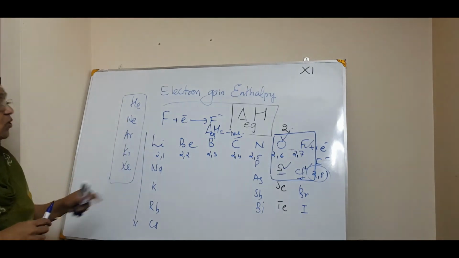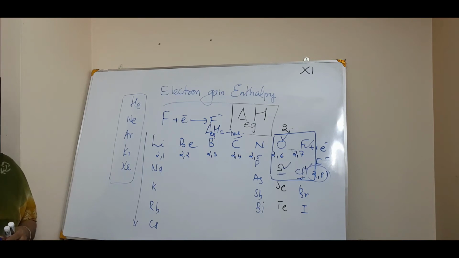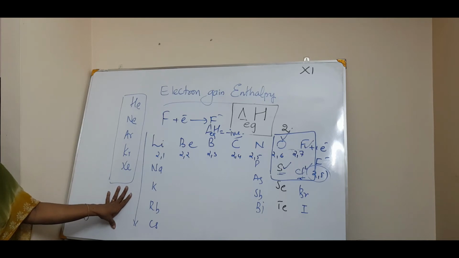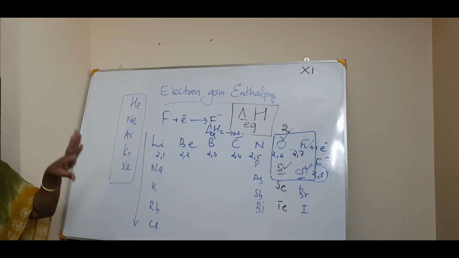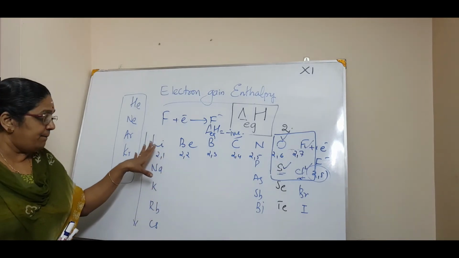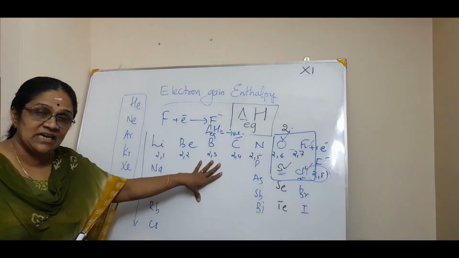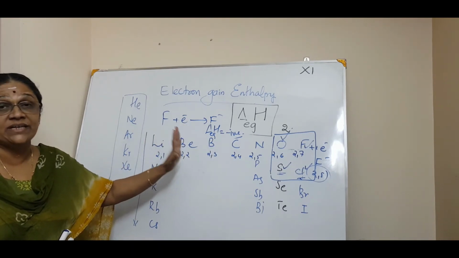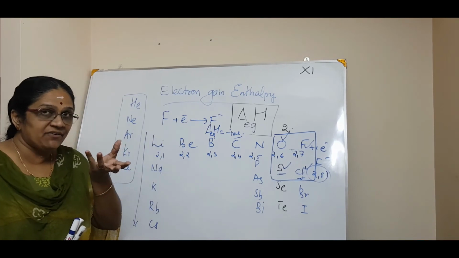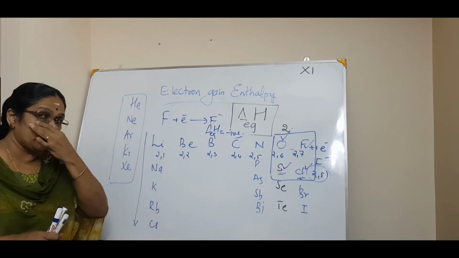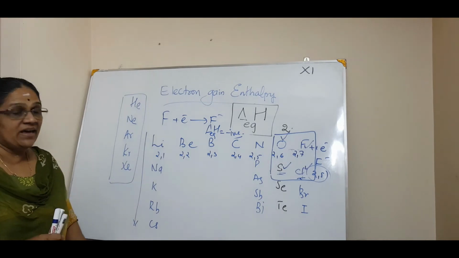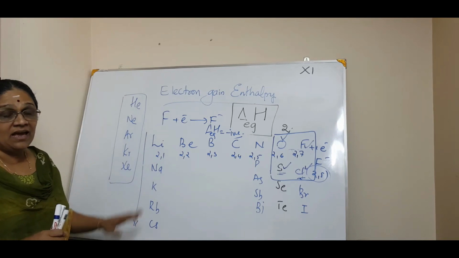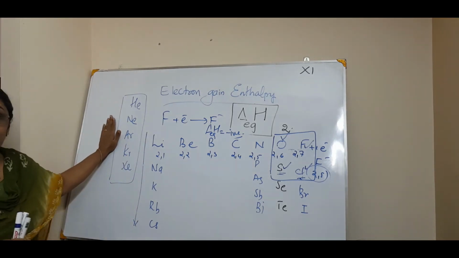So here in the noble gas elements, what will happen? In the noble gas elements, you will have a positive electron gain enthalpy. As a general rule, going from left to right in a periodic table, as the atomic size decreases, the negative value of electron gain enthalpy increases, whereas from top to bottom in a periodic table, the negative value will be decreasing. And where will you come across a positive value of electron gain enthalpy?